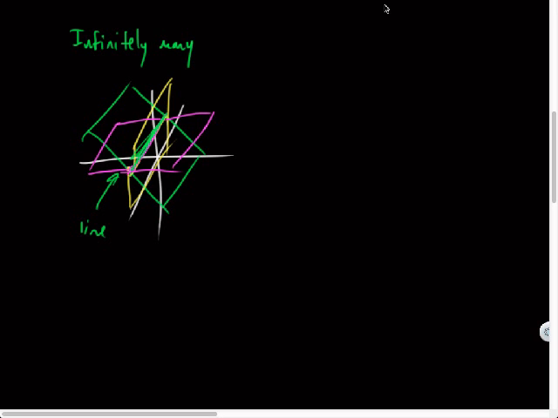And then there's also a possibility for no solution. That could occur if you have the following. You could have 3 parallel planes.